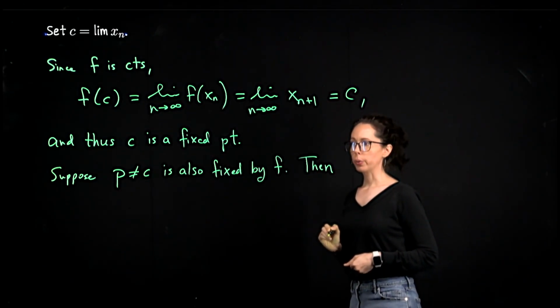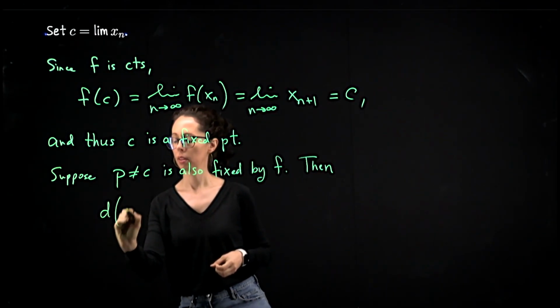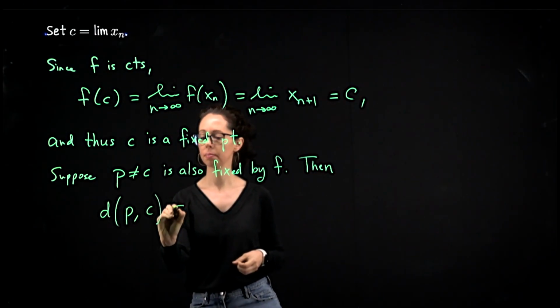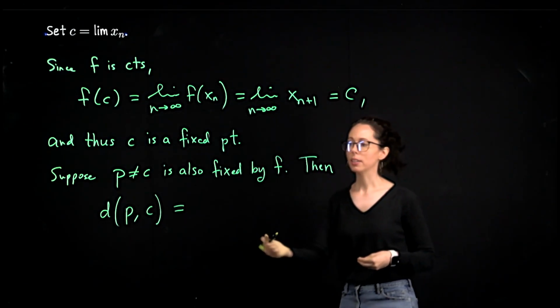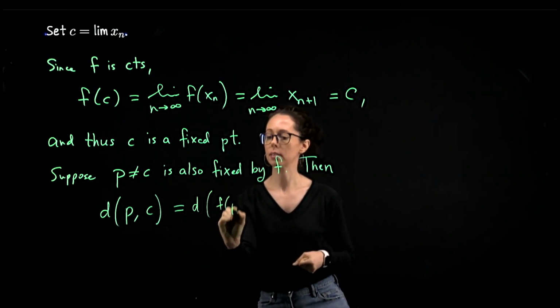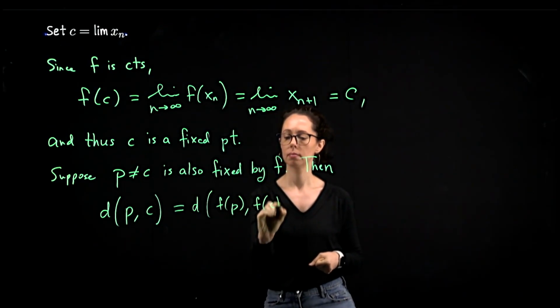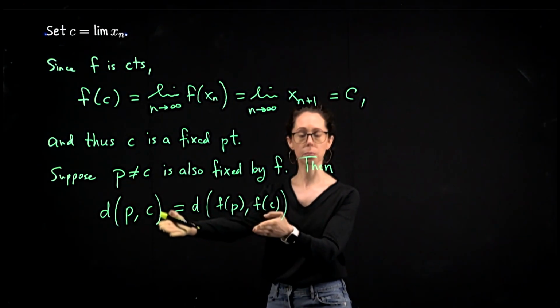what I'm going to do is say the distance from P to C. P equals f of P, C equals f of C. So let's take these terms and just replace them using the fact that they are both fixed. From here to here, I'm just using that they are both fixed points.